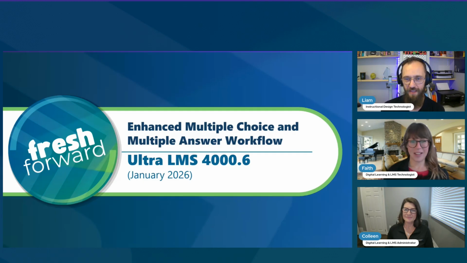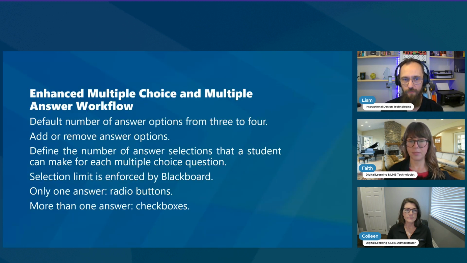Welcome. We are taking a closer look at our number 2 pick for the January 2026 release for Ultra. This is version 4000.6, and today's episode is all about the enhanced multiple choice and multiple answer workflow. Let's jump in, do a little bit of a recap, and then we'll go through a demonstration to show you what we're talking about.